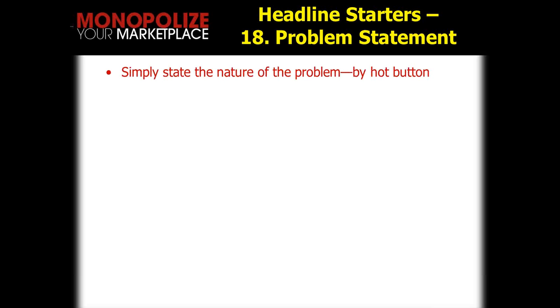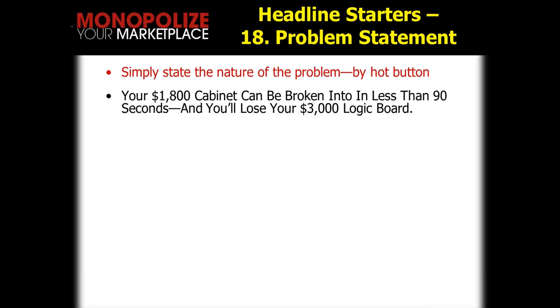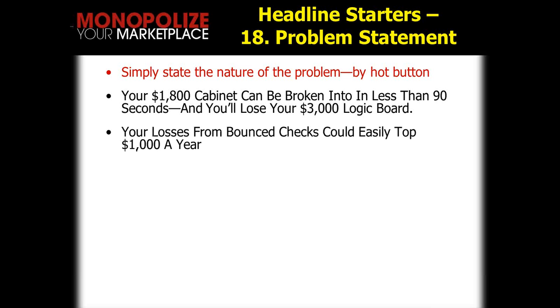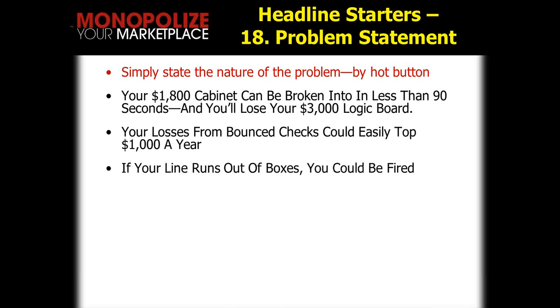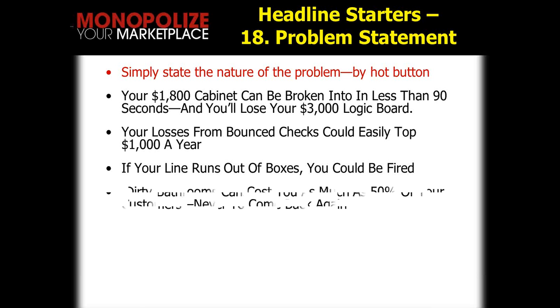Number 18, problem statement. Simply state the nature of the problem by hot button. Your $1,800 cabinet, this is for video game cabinets, can be broken into in less than 90 seconds, and you'll lose your $3,000 logic board. That's the problem. Your losses from bounced checks could easily top $1,000 per year. If your line runs out of boxes, you could be fired. This is for manufacturers, right? Dirty bathrooms can cost you as much as 50% of your customers never to come back again. This is for a bathroom sanitation company that works with restaurants.